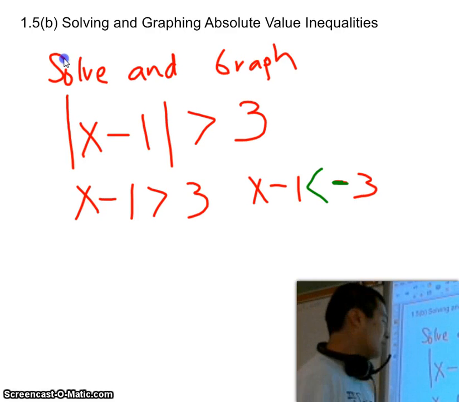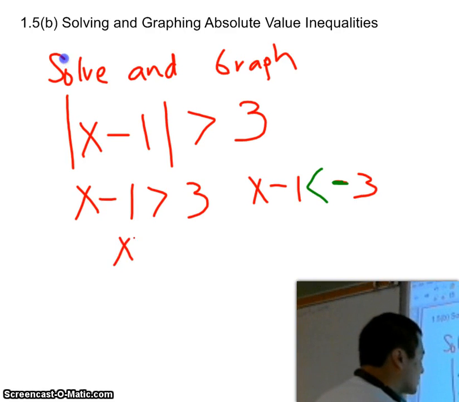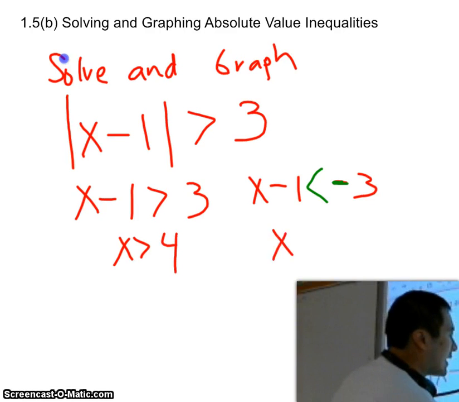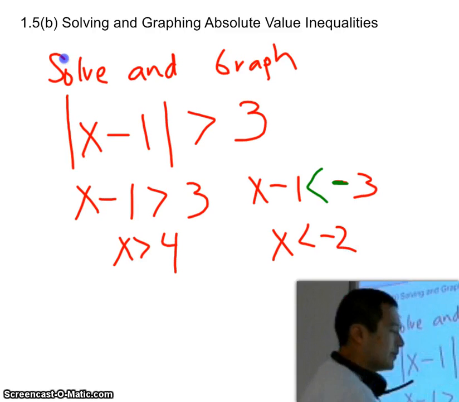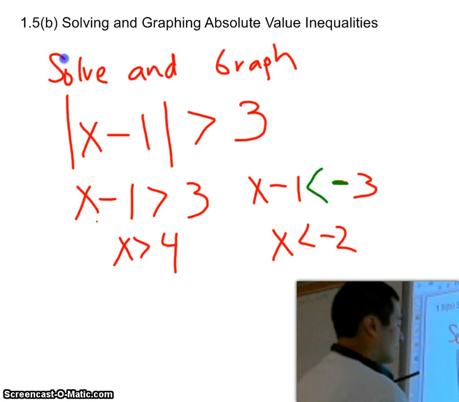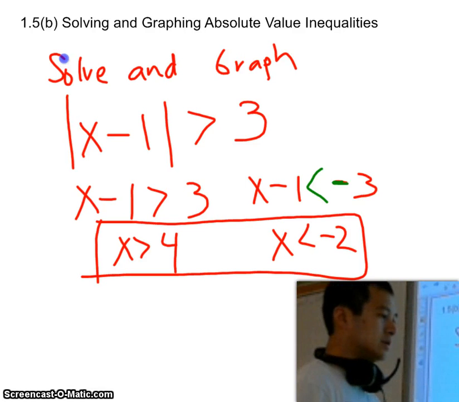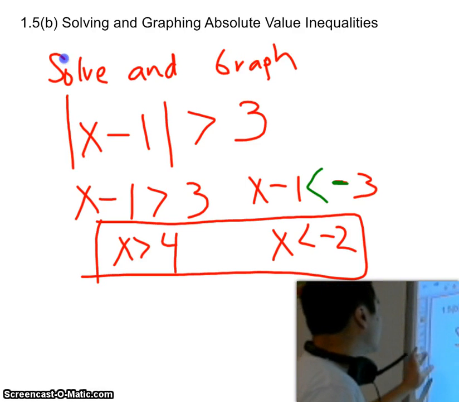Solve exactly the same way. Add 1 to both sides. x is greater than 4. Add 1 to both sides. x is less than negative 2. Here's our answer. That's it. Now all we have to do is graph it.